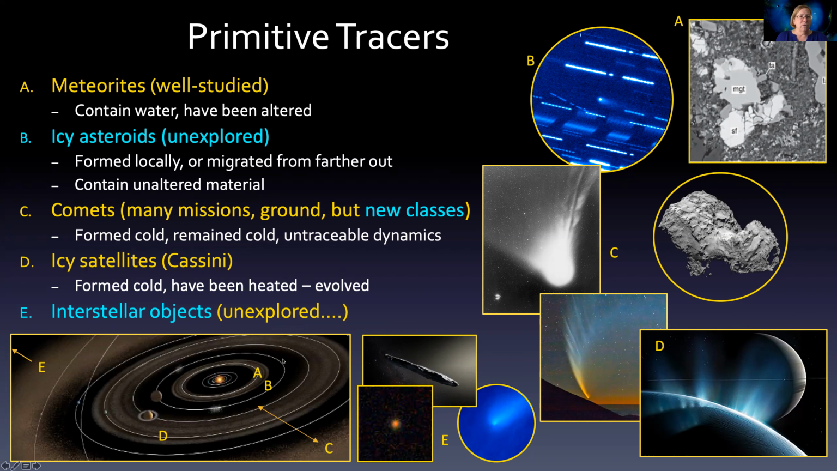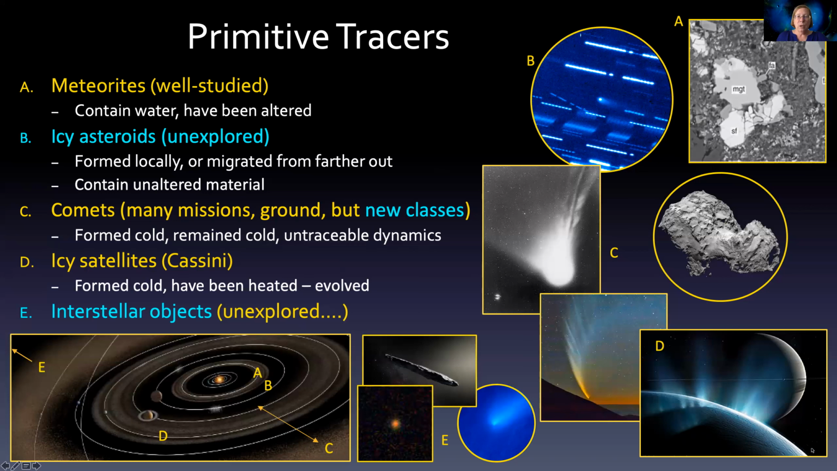We have icy asteroids. These are bodies that are within the asteroid belt, but which apparently exhibit cometary activity and may preserve the early solar system history. These have not yet been explored. We have comets, which are the icy bodies that formed farther out in the solar system and exist today all over the solar system. We've observed many of these, both from the ground and with missions, but we haven't observed all types of comets. We have the icy small satellites around the gas giant planets.